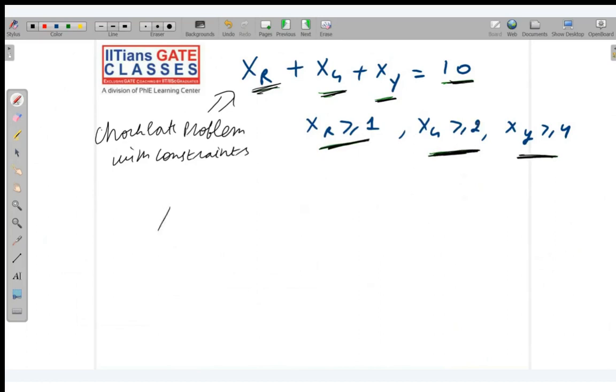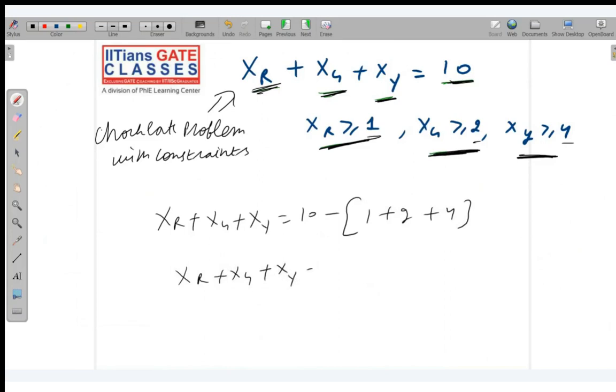So now we will say, X red plus X green plus X yellow is equal to 10 minus the lower constraints. You just subtract them: 1 plus 2 plus 4, 4 plus 2 is 6, 7. So it comes out to be 3. I have told you the rules now, so I'm just applying them. So now solve and get the answer. What is the solution? n is 3, so 3 minus 1 plus 3, C3. So 5C3, which is 5C2, and that is nothing but 10 only. So 10 solutions are there.